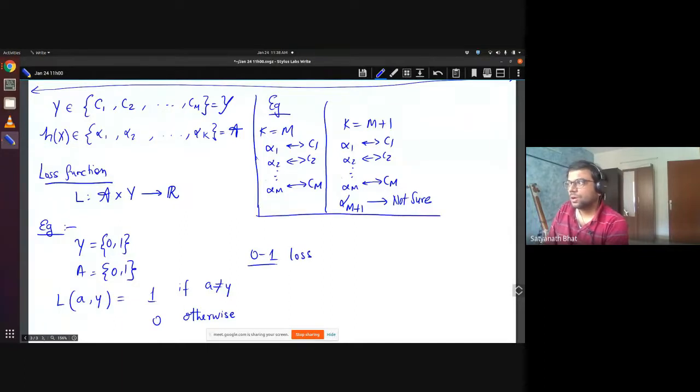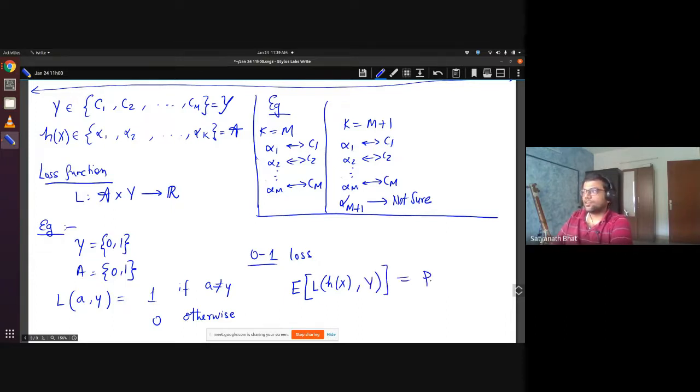So what does this compute? So this is 0-1 loss, and now if I try to compute the expected loss of h of x comma y, this actually turns out to be the probability of error, right? Basically I make an error whenever whatever I report does not agree with y.